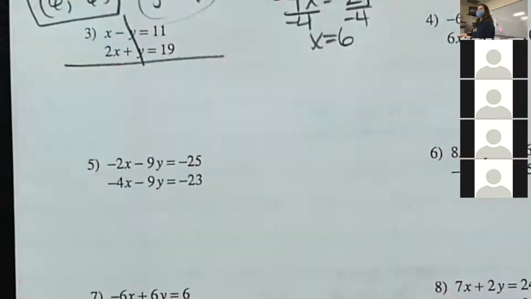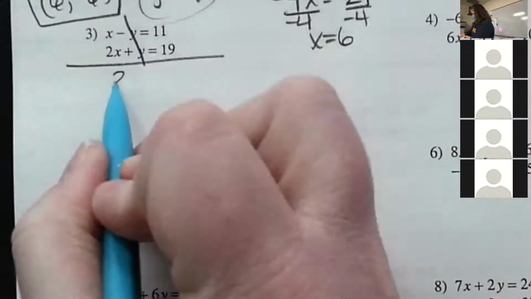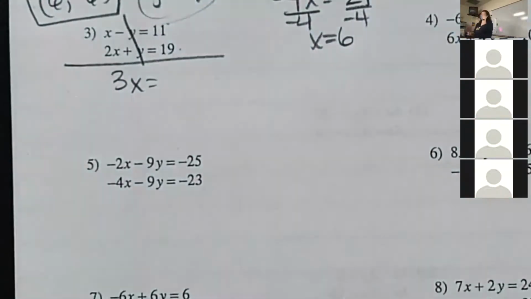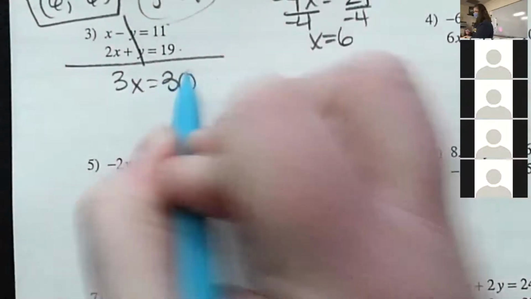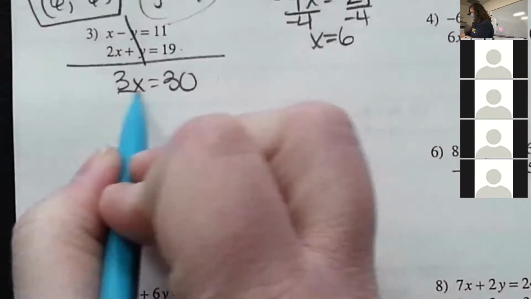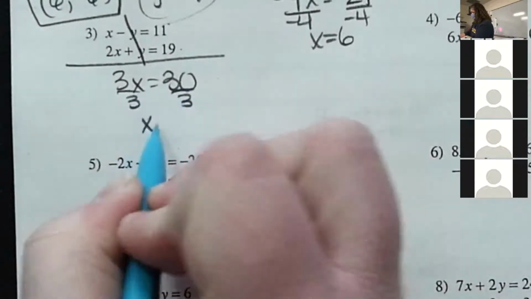X plus 2x, 3x, good. Then I have 11 plus the 19. 11 plus 19 is what? 30. Still solve for x, divide by that 3. X is what? 10.